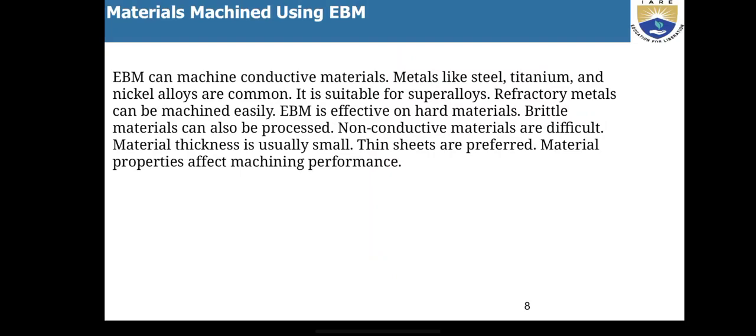Refractory materials can be machined easily. EBM is effective on hard materials. Brittle materials can also be processed. Non-conductive materials are difficult. Material thickness is usually small. Thin sheets are preferred. Material properties affect machining performance.